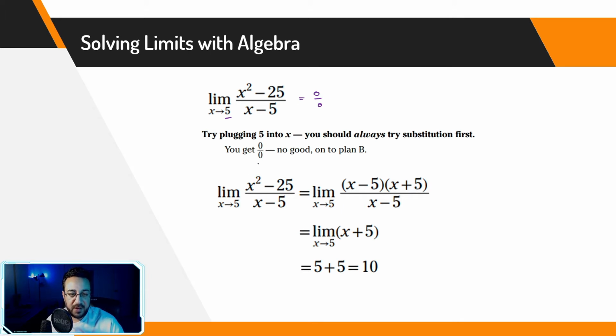So we plug in the 5, get 0 over 0, undefined. That means we want to go to plan B. What is plan B? Plan B is simplifying this function into a simpler form using the skills we learned in algebra. So ignore the limit for now, as if the limit is not here at all. You have a function that is x squared minus 25 over x minus 5. How do we simplify that function? X squared minus 25 can be broken down into x minus 5 multiplied by x plus 5. If you multiply that out, you end up with x squared minus 25, as you learned in algebra.